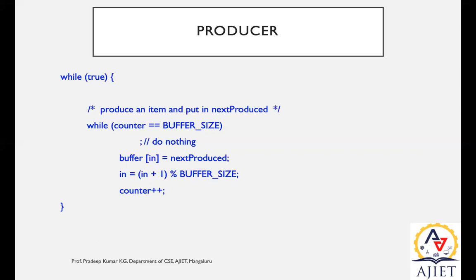So whenever the producer produces the data, the data size must be less than or equal to the buffer size, and only then will it fill that particular buffer. Then the counter is incremented by 1.